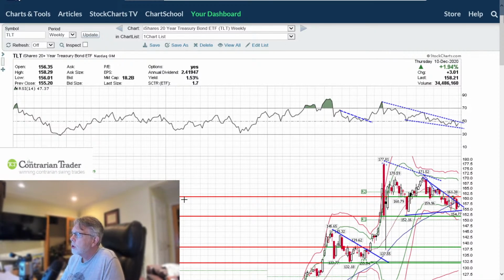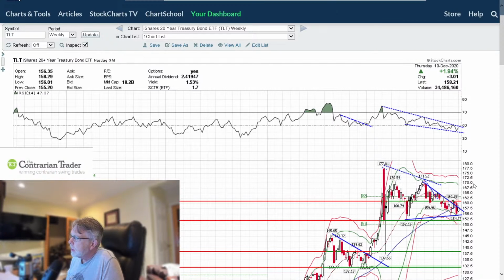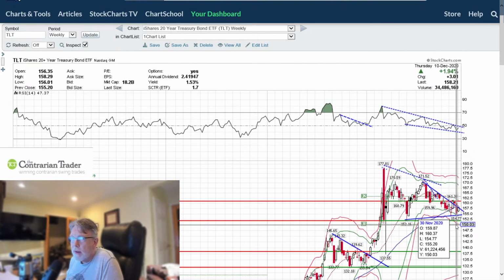So what's going on in the bond market? We're seeing money rotate into bonds. This comes after a week, last week, where it was horrific price action. Bullish for stocks, bearish for bonds. This week, bullish for bonds, bearish for stocks.